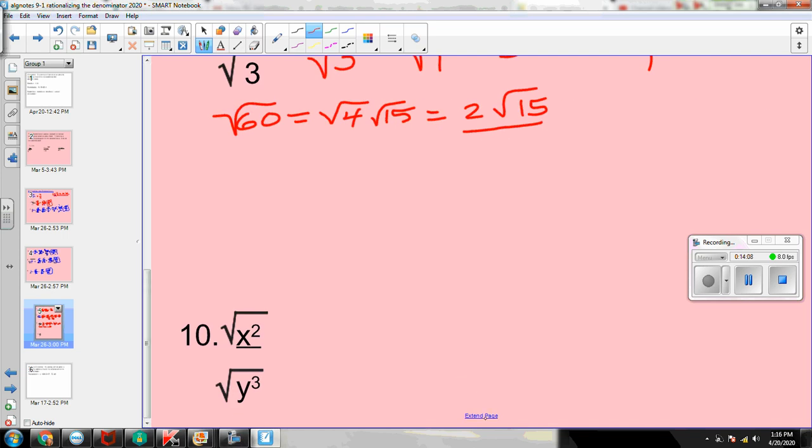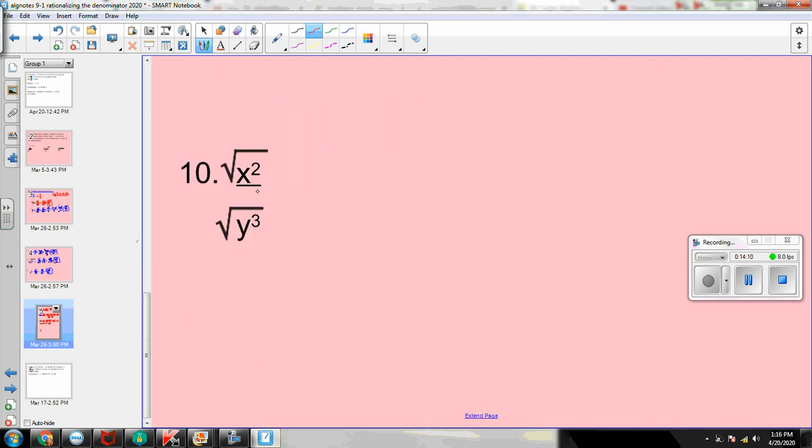Okay, looking at number 10, we have variables. I'm noticing I have a radical in the denominator, so I'm going to have to multiply by something to get rid of that radical. I need to make this a perfect square. Remember, we can take square roots of variables to even powers. You could just put y here to get y to the 4th, because the square root of y to the 4th is y to the 2nd. So here's one way you could do it.